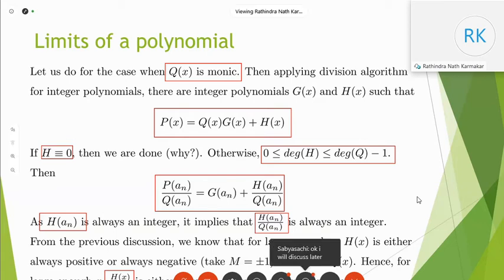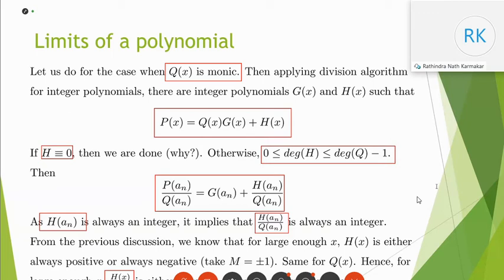Okay, so I will prove it using the limiting argument. What I was saying is, observe that for large enough x, h of x is either always positive or always negative. And for large enough x, q of x is either always positive or always negative. And hence, h of x by q of x is either always positive or always negative. Now, what do I mean by this statement?